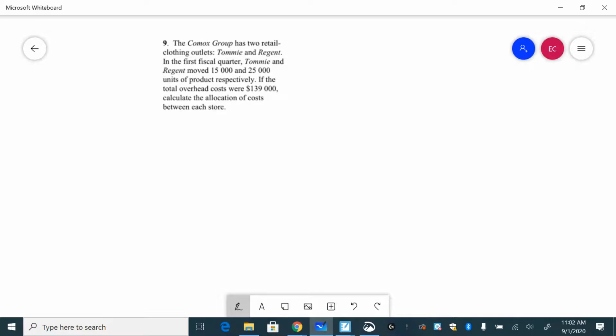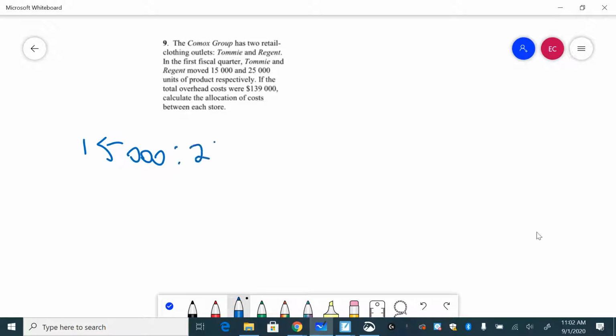So let's have a look at this. First I'm going to write what I know so far. So I've got 15,000 colon 25,000. And I saw the word total. So that means I've got to add these two numbers. So 15,000 and 25,000 is 40,000. That's the key, that's the hard part to these questions. So this is my total. That's the total number of product that they moved.